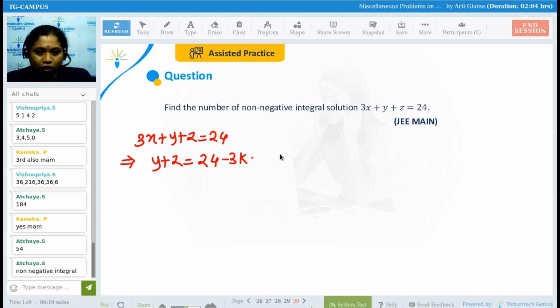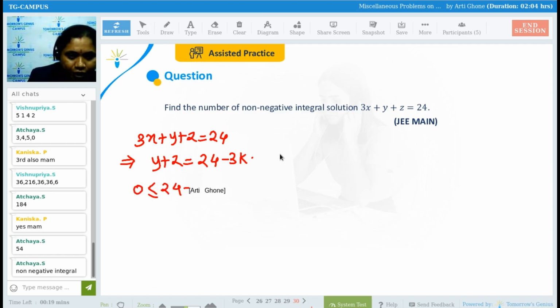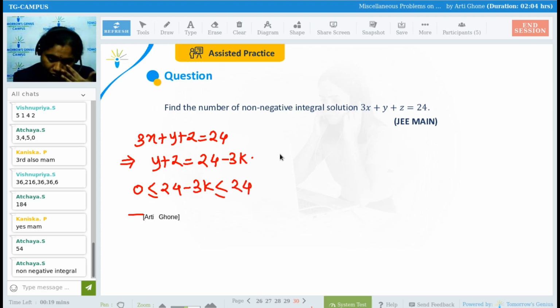We want the answer of, see, this 24: 0 is less than or equal to 24 minus 3k is less than or equal to 24. So it lies between 0 and 24. So hence our k value. What is the value of k? Solve this inequality and tell me the value of k.